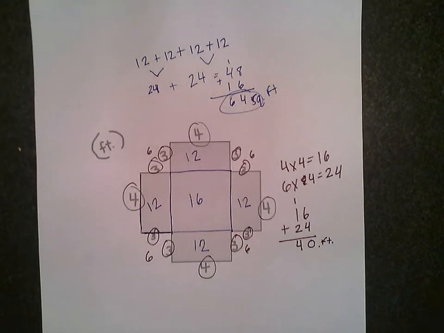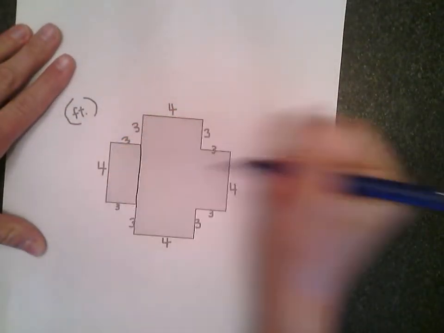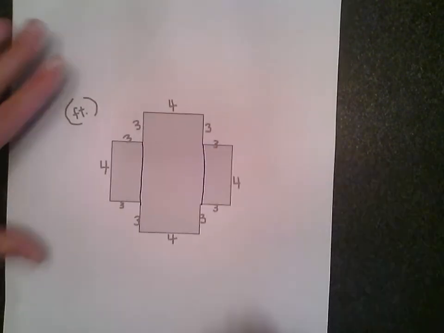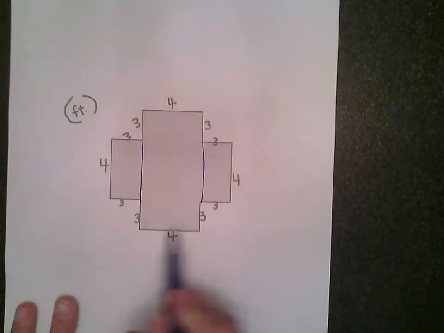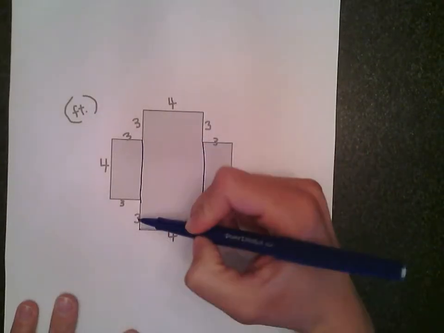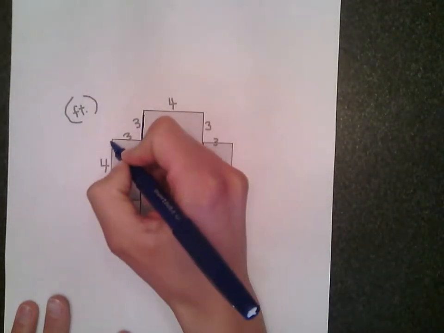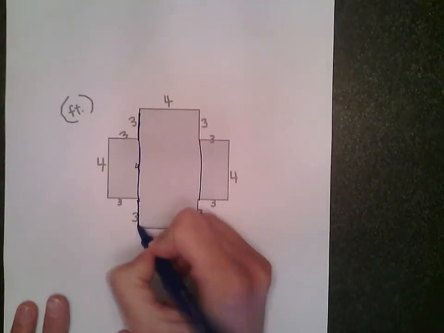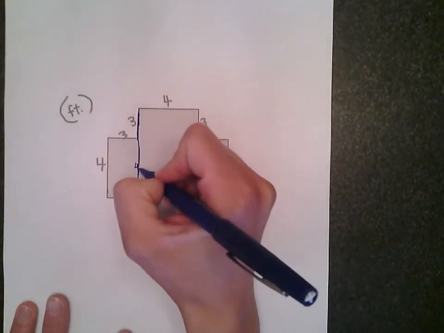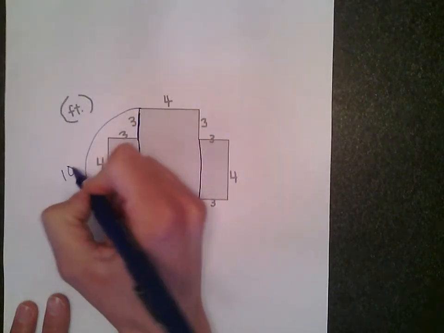You could have split it up a different way. I saw a few people that took their shape and they only chopped off these 2 parts and decomposed it that way to find the area. And this is even trickier because we know the width is 4, we have to figure out what the height is. So we have to realize that we add this side length, which is 4, and this side length together. So we know 3 plus 4 is 7, plus 3 more is 10. So this side length is 10 feet.